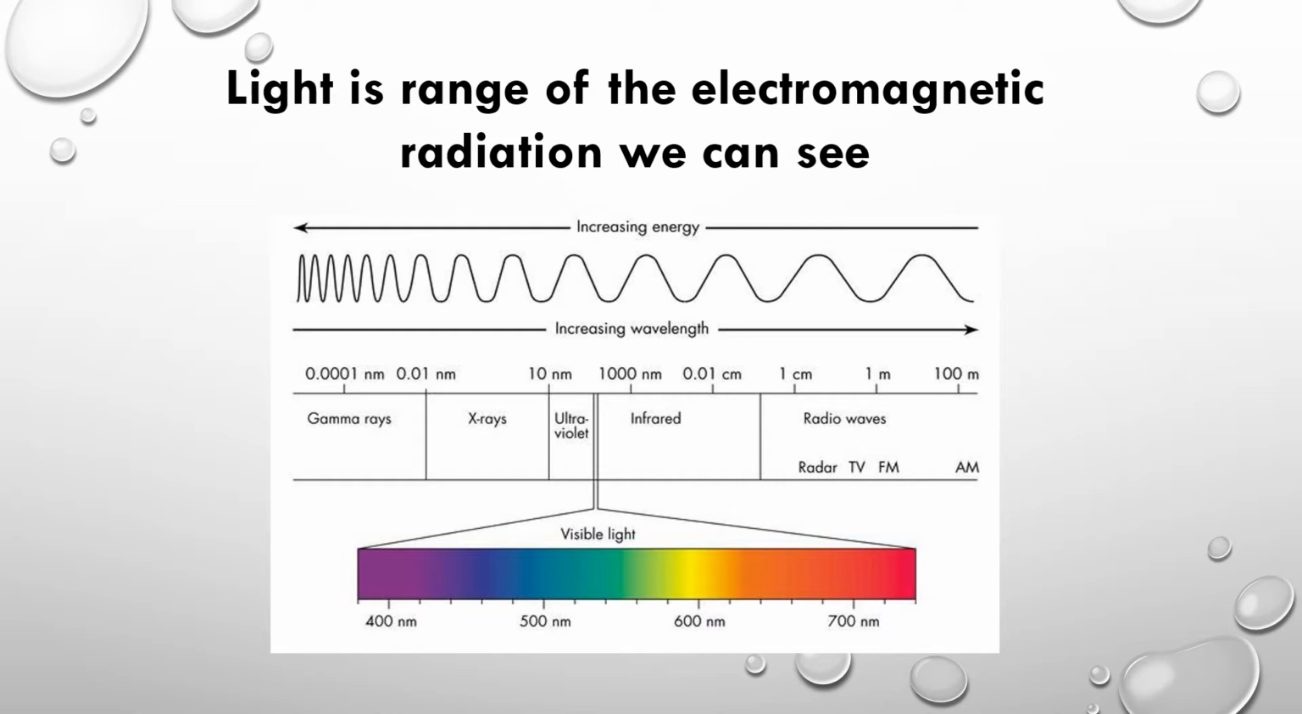But right in the middle of ultraviolet rays and infrared rays is visible light. And that is the part of the spectrum of electromagnetic radiation that we can see with our eyes. So visible light is made up of a range of different colors all the way from red down to violet.